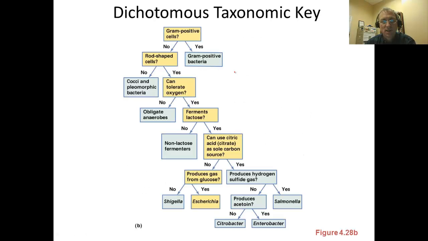Here's an example of a dichotomous key, and we can see that the very first question up here is, do we have gram-positive cells? And so what we do for our first test is basically just a gram stain.